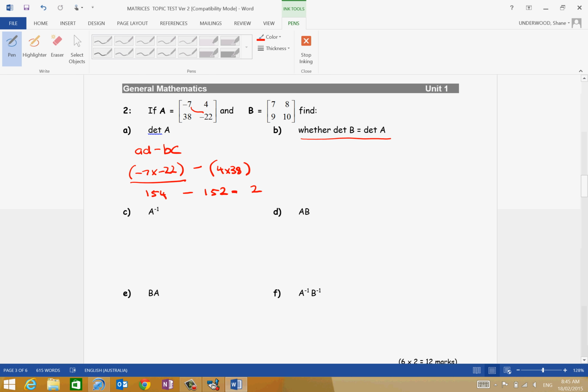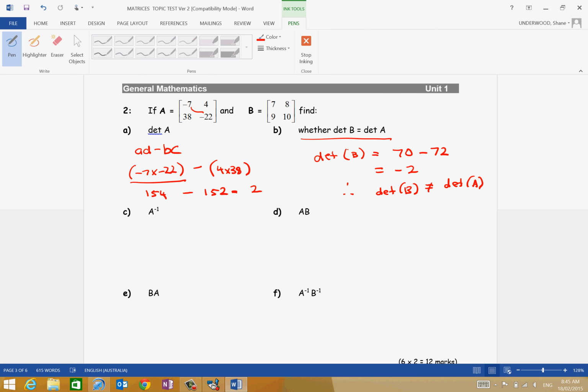Determine whether determinant B is equal to determinant A. Well, det of B is equal to 70 minus 72, which is equal to negative 2. Therefore, det B does not equal det of A. Awesome.